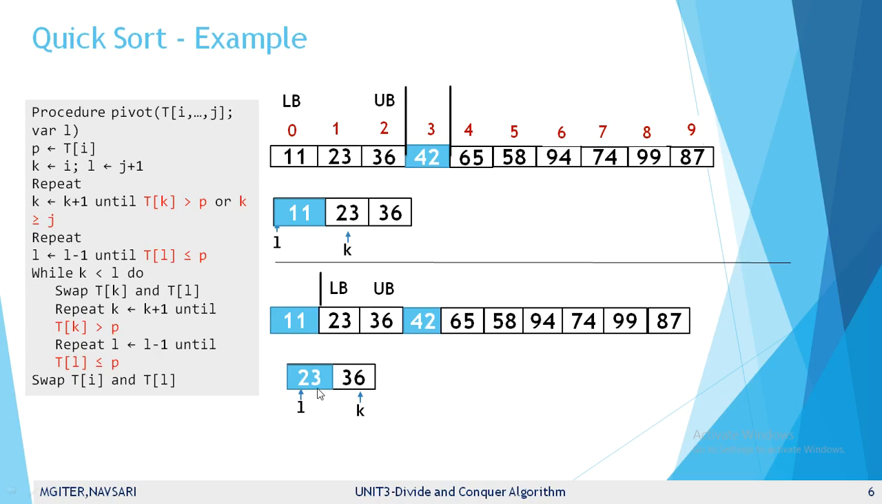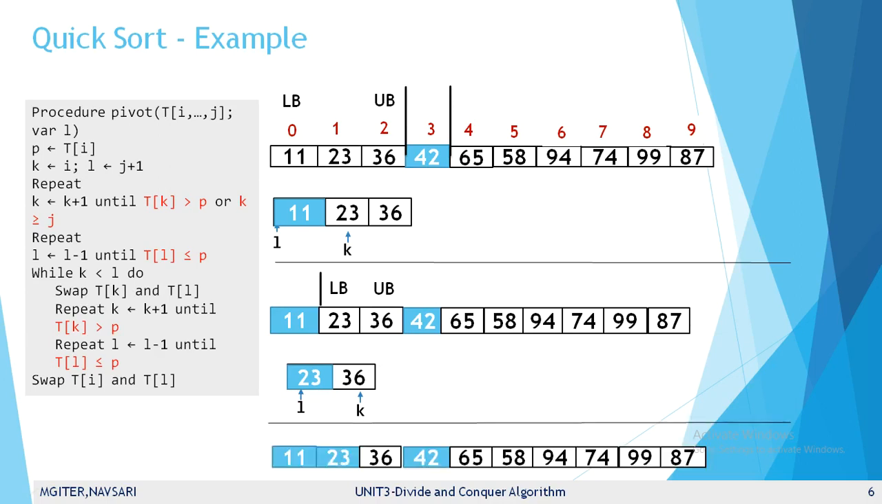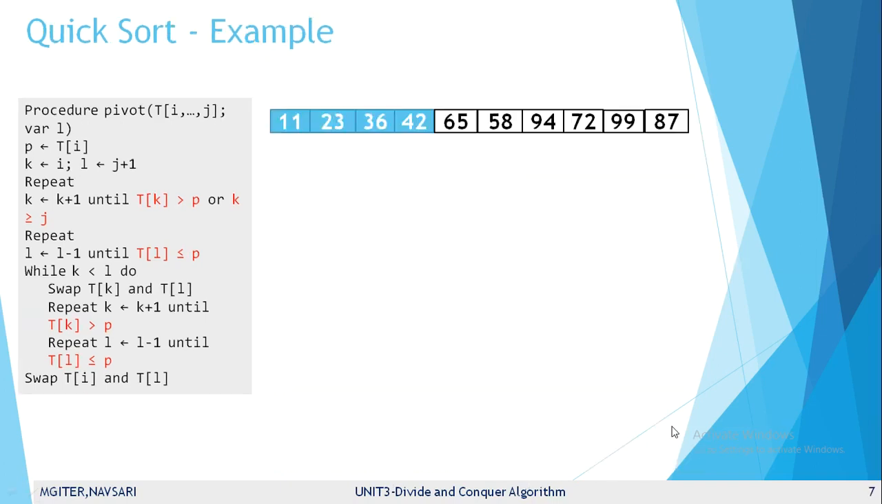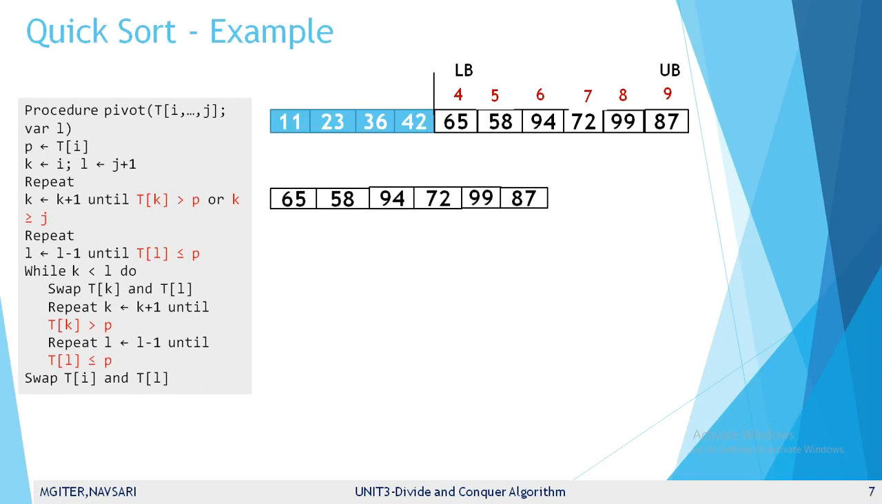It is in the right position, no need to swap. So we get the element sorted at the left side of the pivot element. Now we apply the same procedure at the right subarray. So lower bound at index 4 and upper bound at index 9.